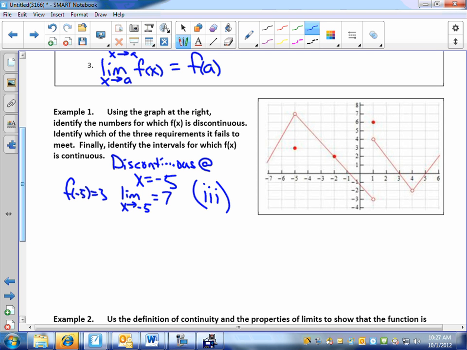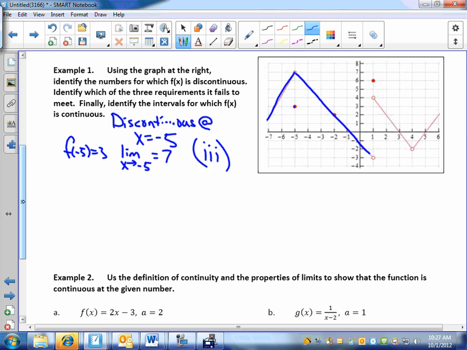Now, the very informal way of expressing continuity is this: if you could draw the shape without picking up your pencil, then it's continuous. If you have to pick up your pencil, which I do to put that point there, then it's discontinuous. So our next point of discontinuity would be at x equals 1. Let's try the first test. Does f of 1 exist? What is f of 1? 6.